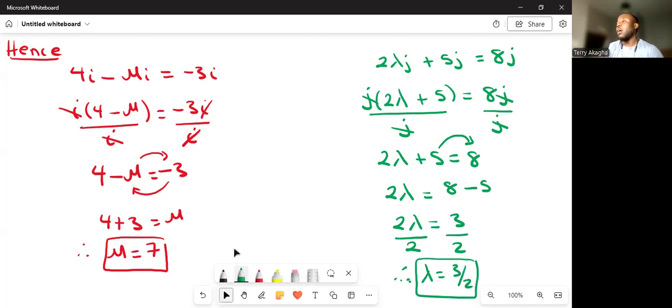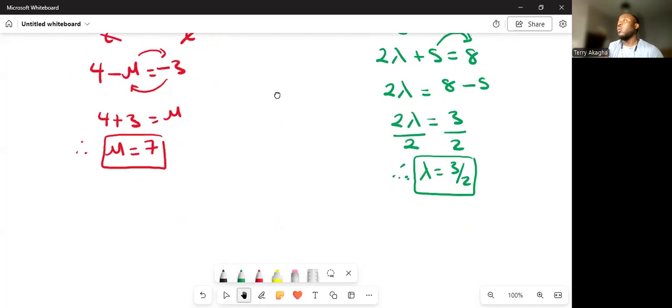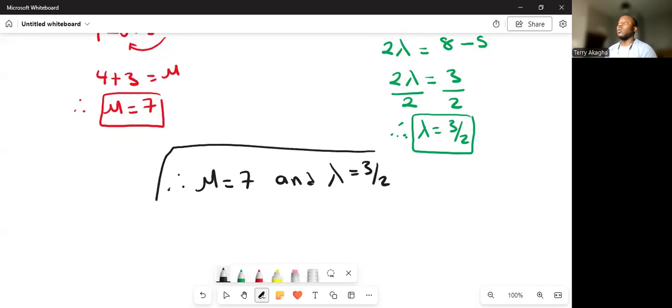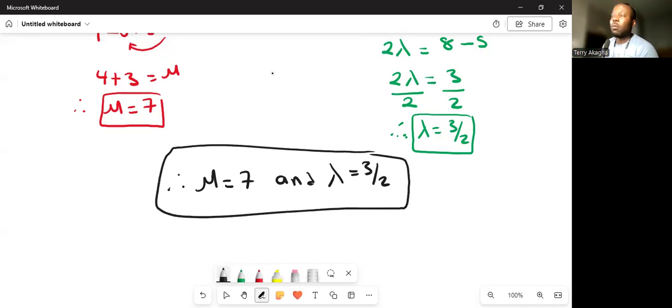So for that question now, we can now say, for that to be correct, so therefore, mu is equal to 7, and the lambda is equal to 3 over what? 2. And that will be the answer for that. All right. So that is it.